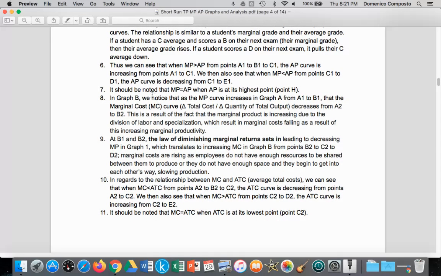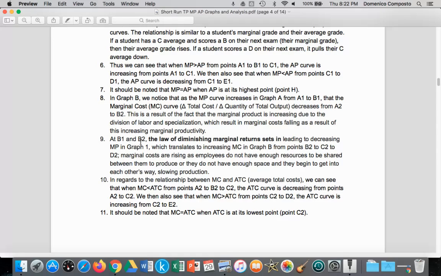Now let's look at the next graph. In graph B, we notice that as the MP curve increases in graph A from A1 to B1, the marginal cost curve, which is the change in total costs divided by the change in the quantity of total output, decreases from A2 to B2. This is a result of the fact that the marginal product is increasing due to the division of labor and specialization, which results in marginal costs falling as a result of this increasing marginal productivity.